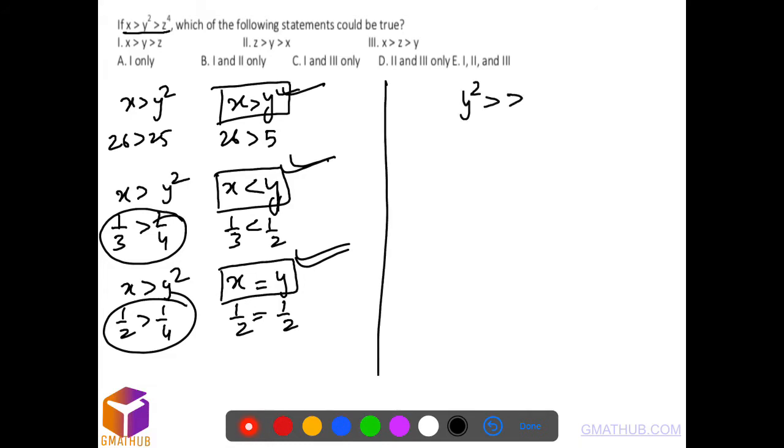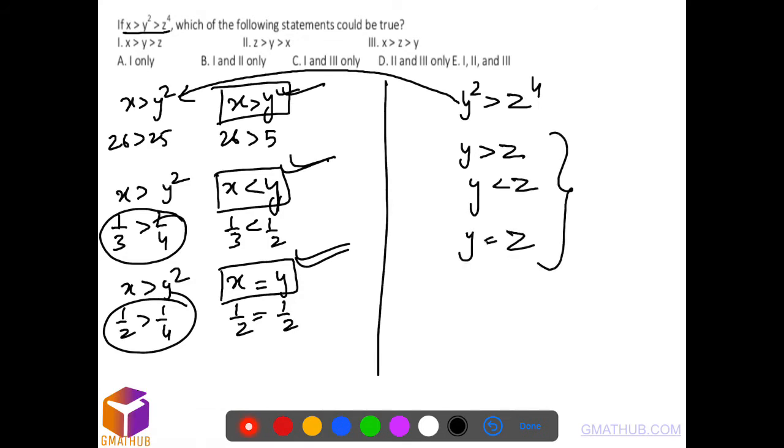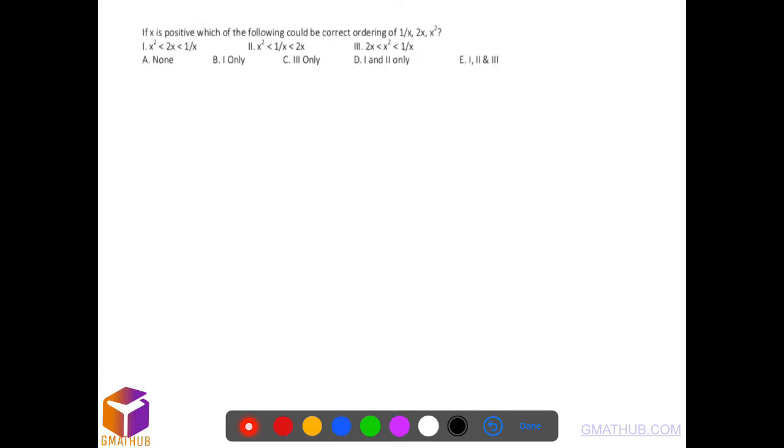Same way, y square greater than z raised to power 4, the situation is exactly similar to this. So it could be y greater than z, y less than z, y equal to z. All things are possible. Answer here is E. All kinds of inequalities are possible. For this question, when we compare x square and x, you must take a value between 0 and 1, like 0.5. You must take a value greater than 1, which is like 2. These will give me opposite results. This will give me x square less than x. This will give me x square more than x. So we must check with these two values.